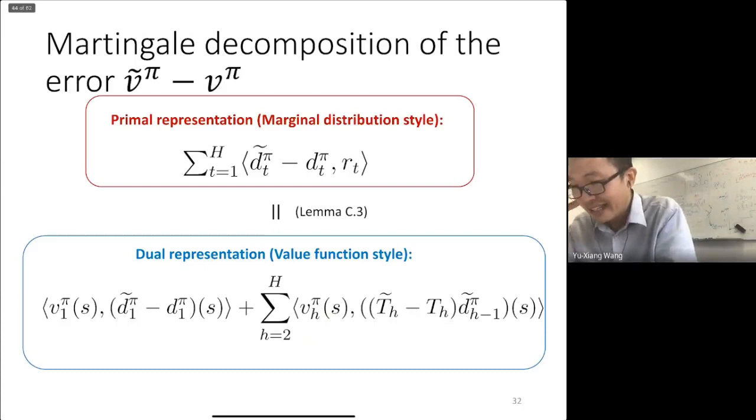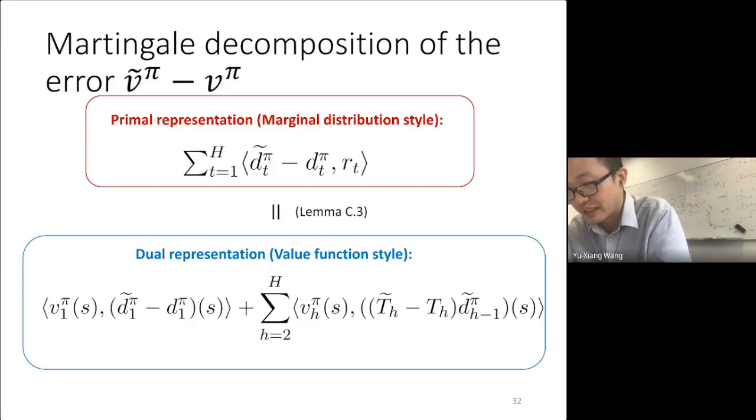And the second thing is a kind of martingale decomposition of this fictitious estimator versus the corresponding ground truth. By just plugging in the definition of this, you can come up with a primal representation of the difference of this form. And with some algebra that applies the definition of d tilde, and by recursively applying Bellman equations here and there, you can get this dual representation and also this martingale decomposition of this error.